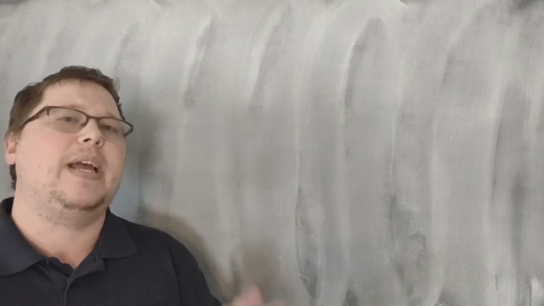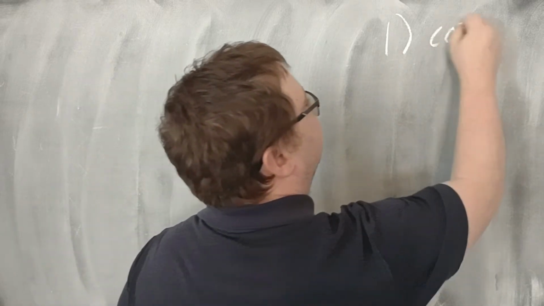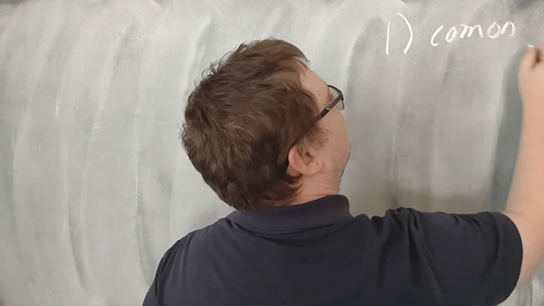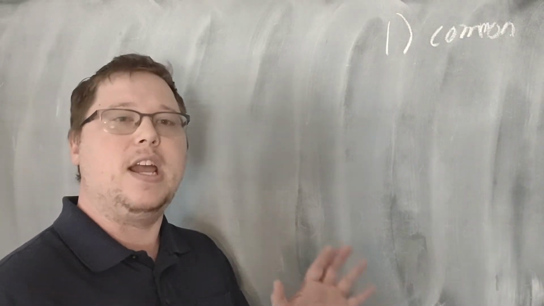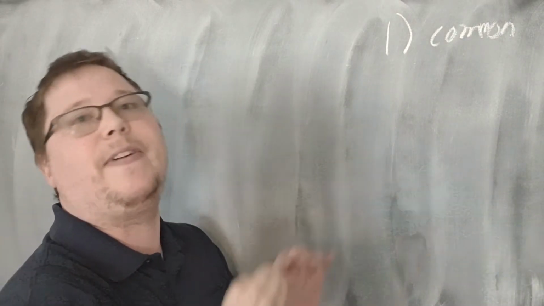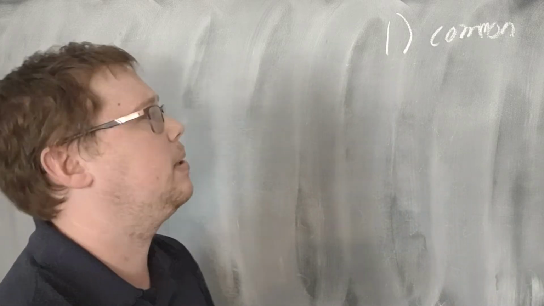Okay, so to start with, I see it as we have 4 different ways that we can factor. The first one I'm going to call common factoring. Common factoring is when you say, hey, there are common factors, we can factor those out of these terms. And I'll give an example of that in a little bit.